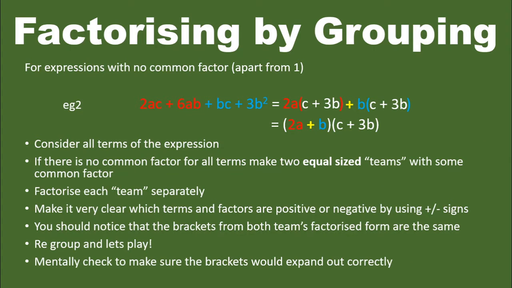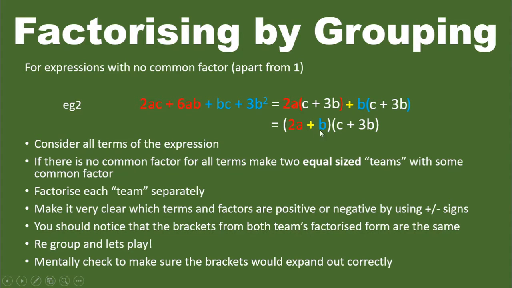Our next step is just to mentally check that we've done that correctly. And by mentally checking it, you'll understand why we regrouped in this way. We would mentally check that by saying 2a times c is 2ac. That's the same thing as me doing 2a times c up above. Then I do 2a times 3b, which would be 6ab. That's the same as me doing 2a times 3b up above.